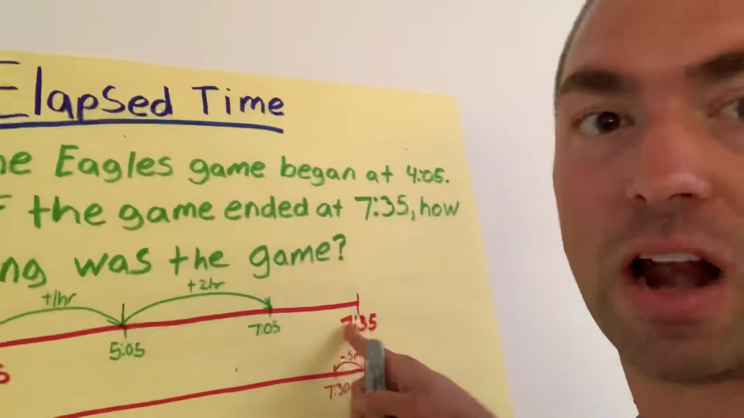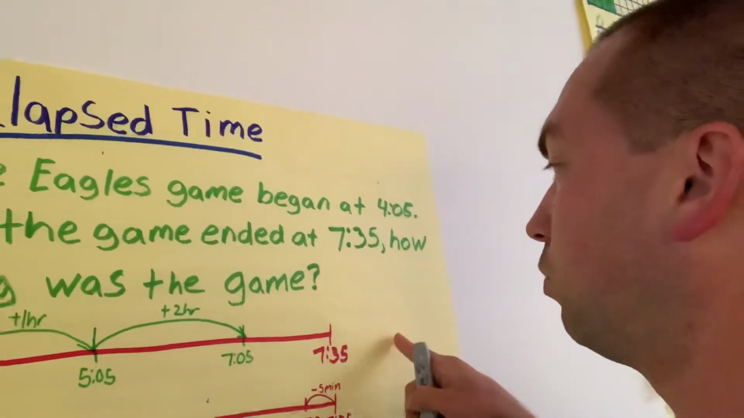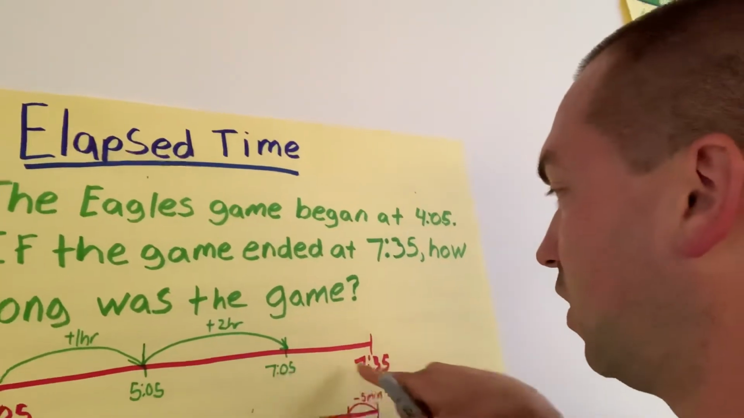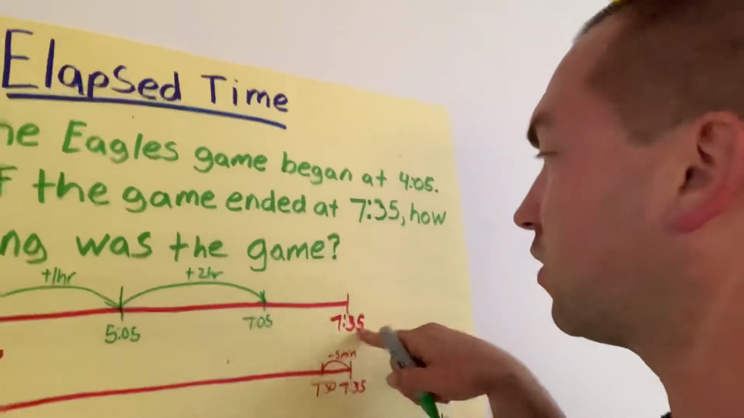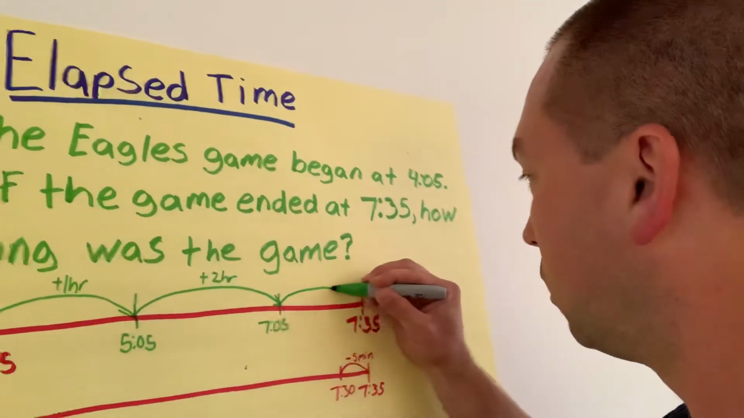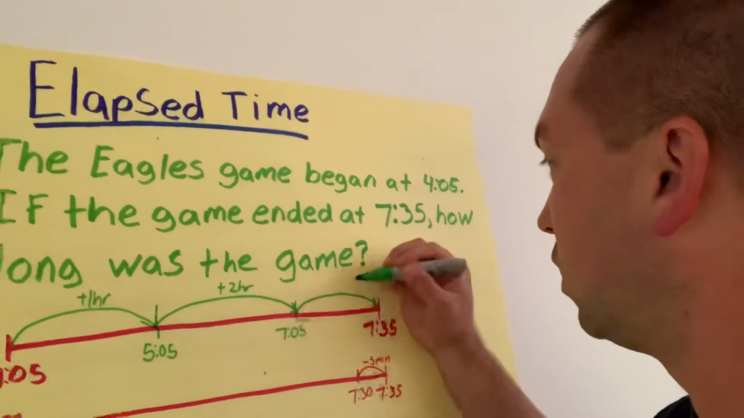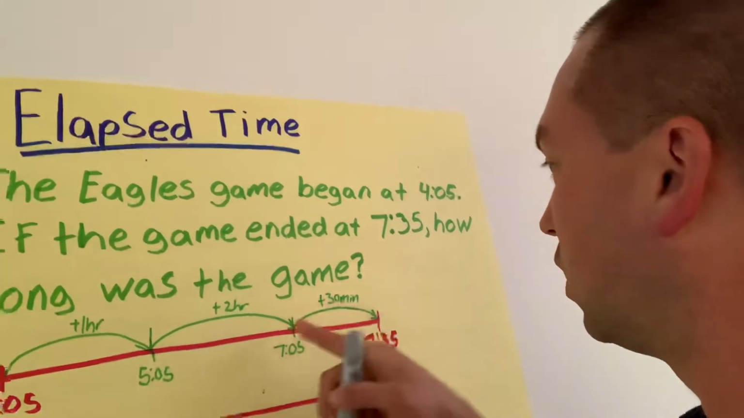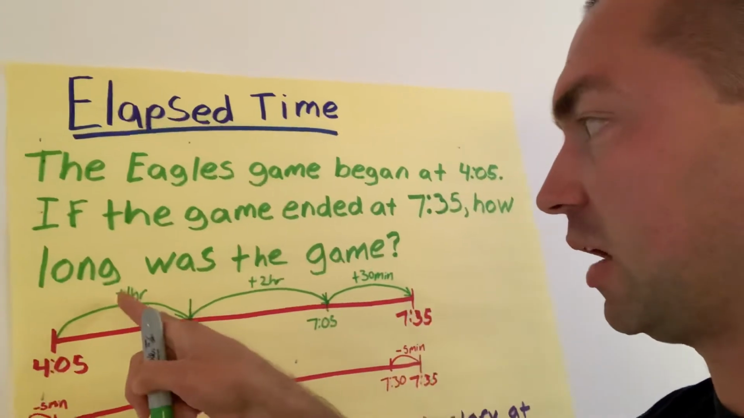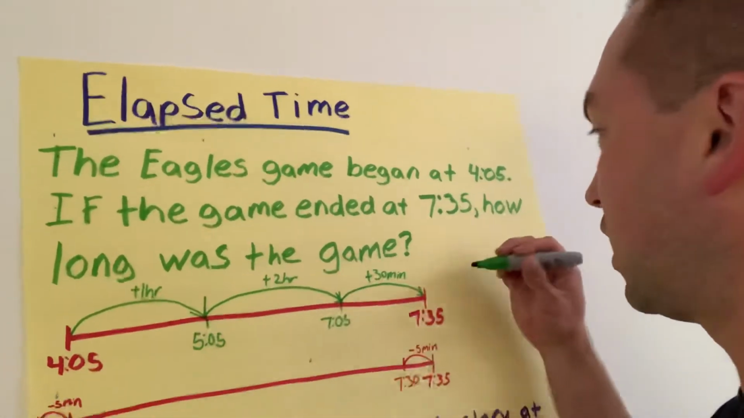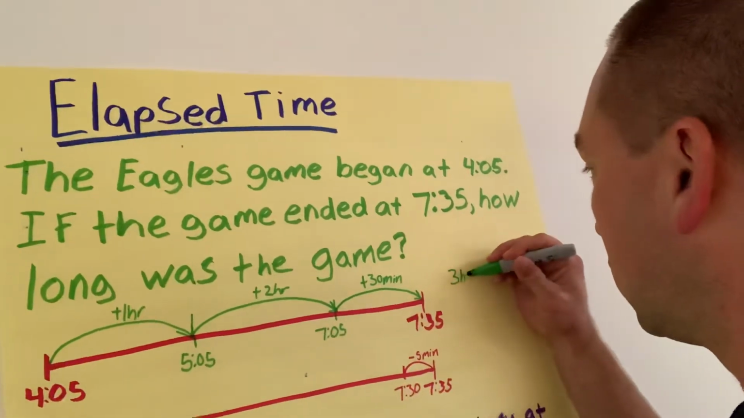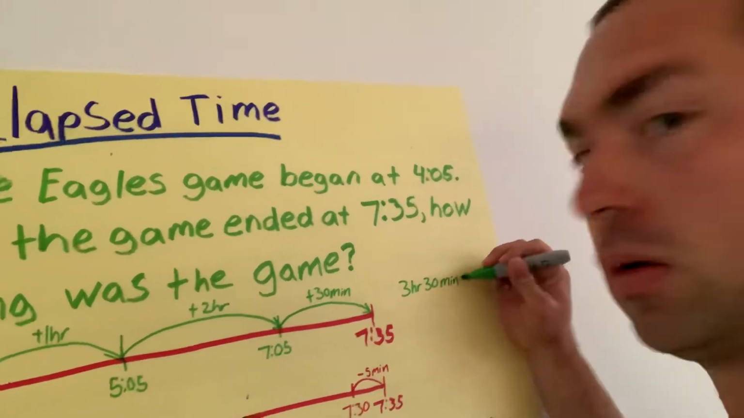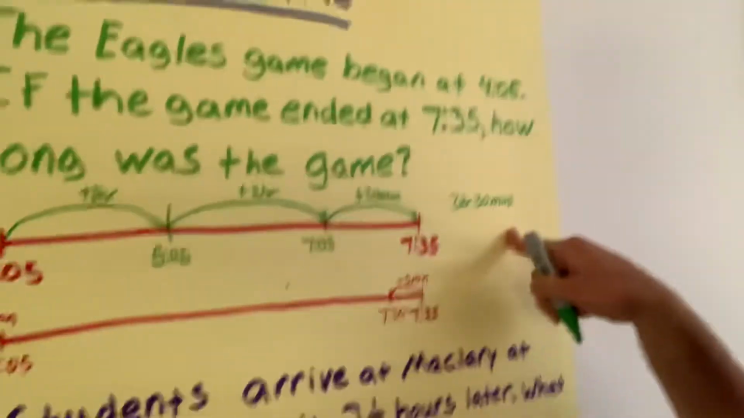Now I can't add another hour here because I would go pretty far over. So what do I need to do? I need to figure out, if it's 7:05, how much time needs to pass here? That's just another 30 minutes, plus 30 MIN. So all I need to do now is look: it was 1 hour plus 2 hours, so that's 3 hours and 30 minutes. Boom, 3 hours and 30 minutes.